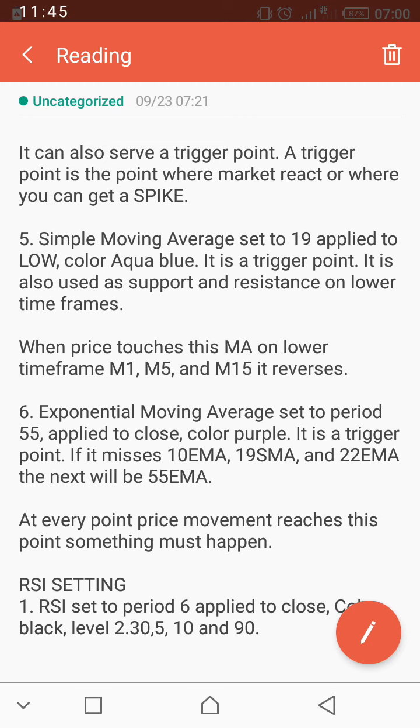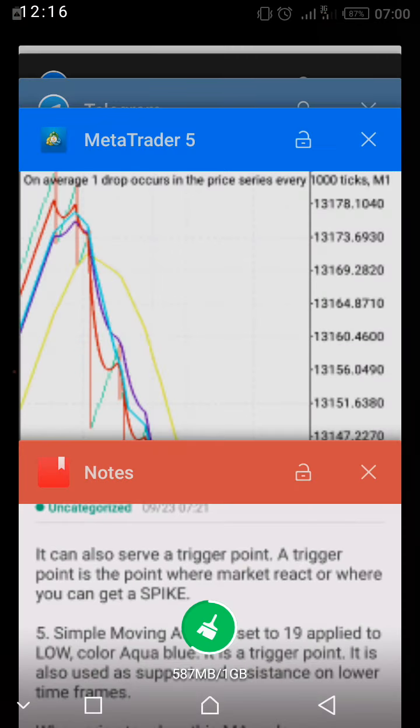It is a trigger point. If it misses, now if it goes to spike on the 10 EMA, 19 SMA, 22 EMA, the next will be 55 EMA. So once the spike does not happen in 10 EMA, 19 SMA, 22 EMA, the next will be 55 EMA. At every point price movement reaches this point, something must happen. Let's add it and let's check it out.